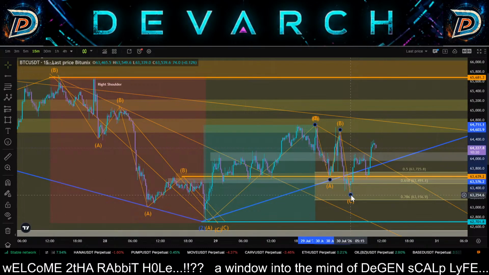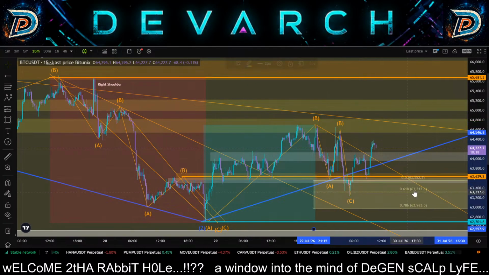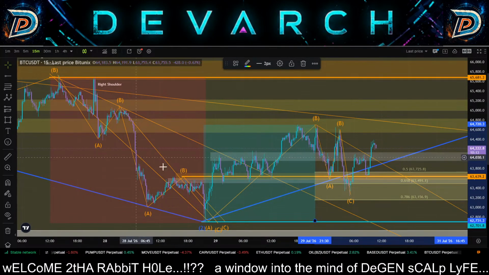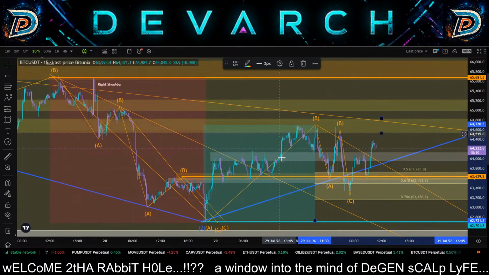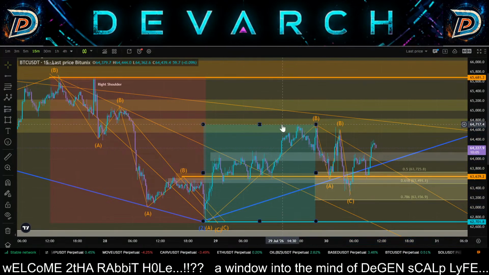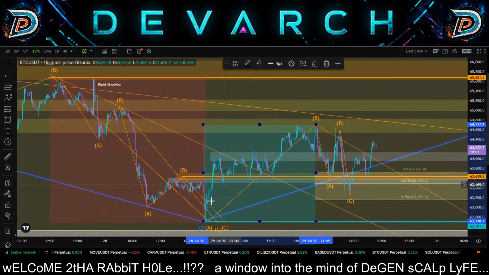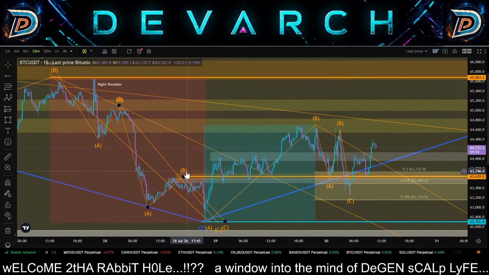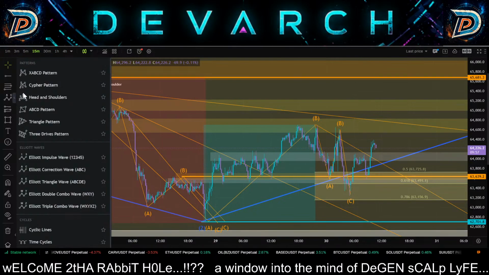Okay, see how the C wave here respects the golden pocket, which is between the 618 and the 786. And because we can see that this is a verified impulse wave here in blue, because you can see the break of structure. Anytime you see a B wave top break, it's a break of structure.